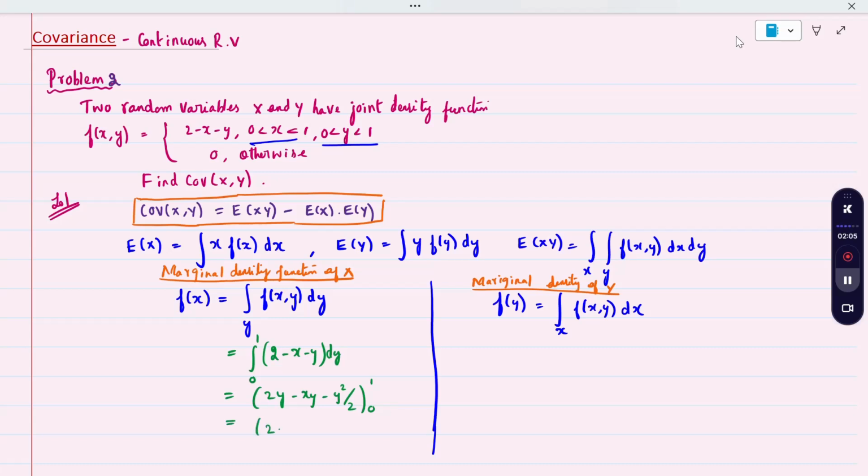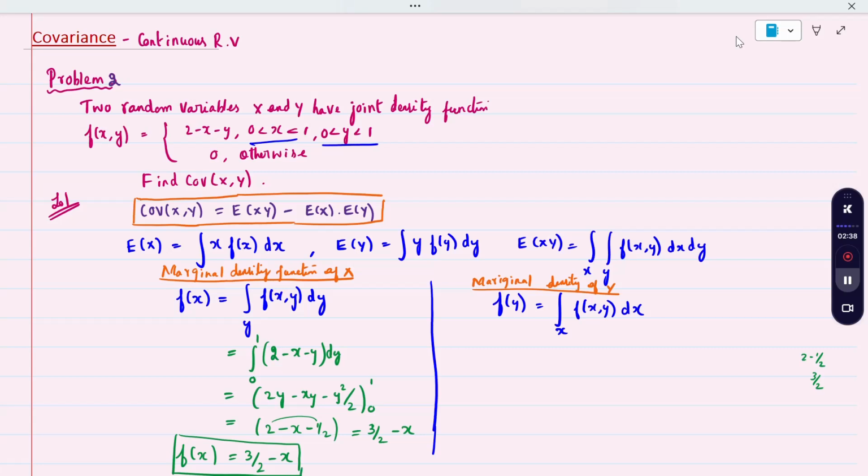So it is 2 minus x as it is, minus 1 by 2. Take the LCM. 2 minus 1 by 2 is nothing but 4 minus 1 over 2, which is 3 by 2. So 3 by 2 minus x. So our f of x is 3 by 2 minus x.